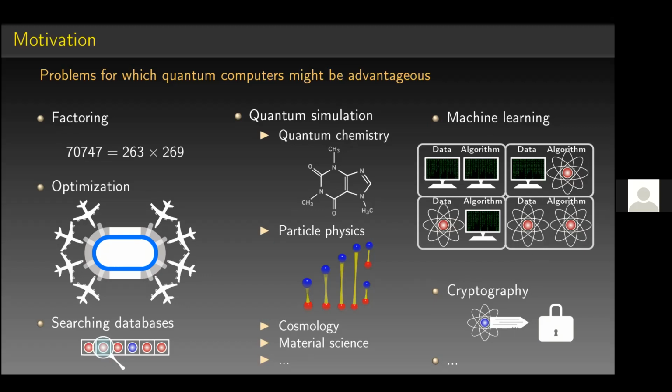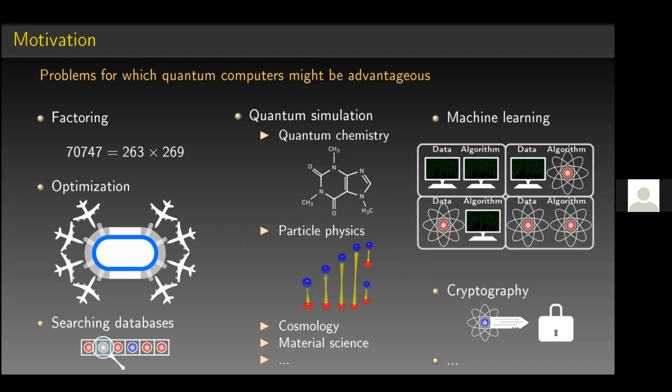allow for secure communication. And since I'm a physicist, I'm mostly excited about this middle column here, namely quantum simulation. Basically, quantum computers allow us to simulate other quantum systems efficiently, which we cannot do classically. And there is a variety of applications you can think of, for example, in quantum chemistry, if you want to simulate molecules, or if you want to simulate out of equilibrium dynamics in particle physics, problems in cosmology, material science, and a plethora of other applications where quantum computers would be interesting.